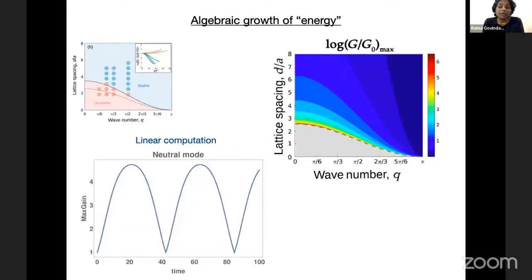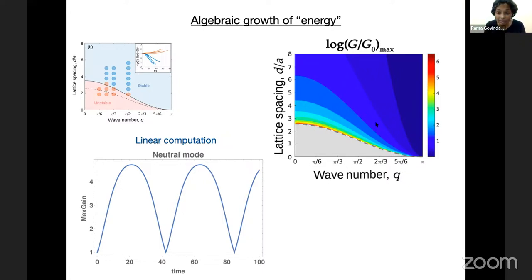Okay, so now we have this as our stability diagram. We had this stability diagram before. It's the exact same diagram, except that now we've plotted in color what algebraic growth one can expect. And you see that if you're in this end of the lattice spacing to wave number space, you don't get much algebraic growth. So these are basically near neutral and they're just going to show wave-like behavior all the time.